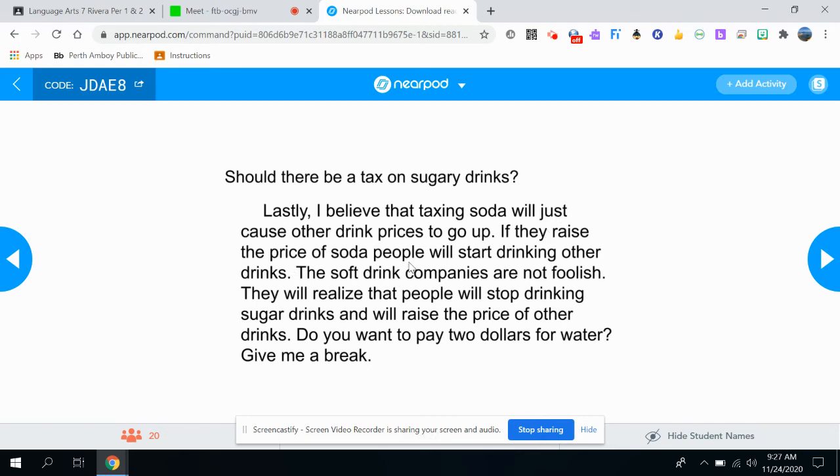So it says if they raise the price of soda, people start drinking other drinks. Soft drink companies aren't foolish; they'll realize people will stop drinking sugar drinks and will raise the price of other drinks. You want to pay $2 for water? Give me a break. Okay, so this is all details that supports this idea.